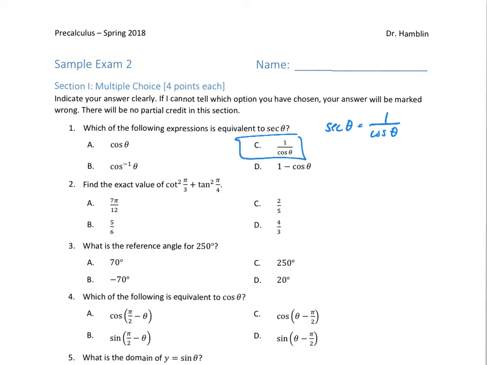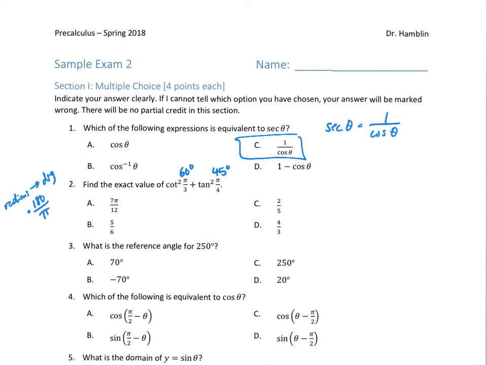Now for number 2, we want to find the exact value of the cotan squared of pi over 3 and the tan squared of pi over 4. We should know that since pi over 3 and pi over 4 are two of our nice, well-known angles in terms of our special triangles, it might help to convert pi over 3 to 60 degrees and pi over 4 to 45 degrees. And again, the conversion here is that if I want to go from radians to degrees, what I do is I multiply by 180 divided by pi. So when I do that with pi over 3, I get 60 degrees. When I do that with pi over 4, I get 45 degrees.